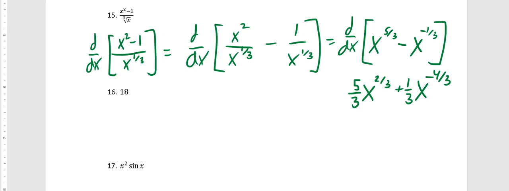Number 16. Oh, remember that time I said plus 14? Plus 16. What a nice problem. Derivative of a constant is 0.